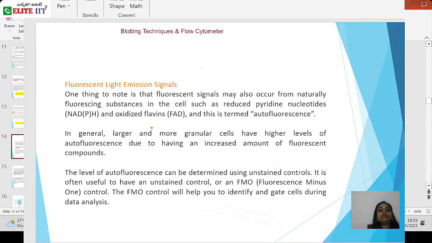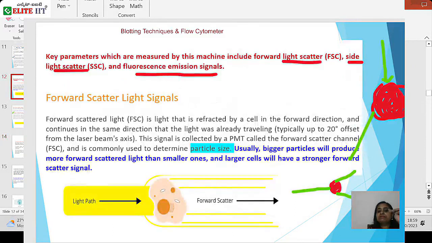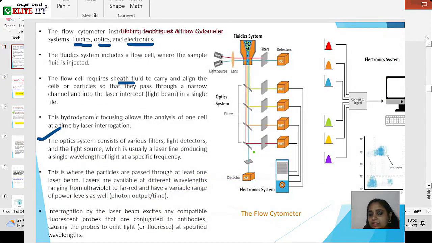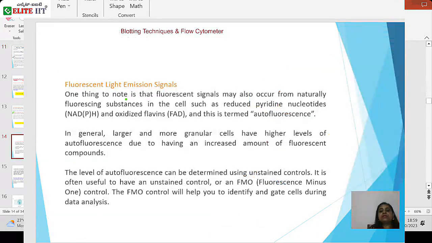So I told you three types of detection are required: forward scatter light, then side scatter light, and the third one is the fluorescence emission signal. I told you that. In this figure, fluorescence is not given. Only forward and side scattering are given. In the next picture I will show how it is happening. So the third one is detection of fluorescence, the fluorescent light emission signal.